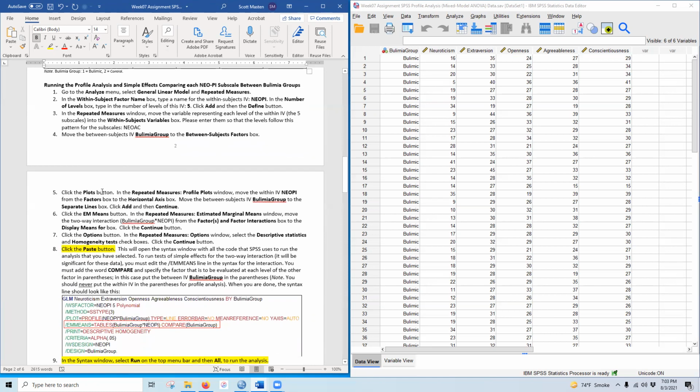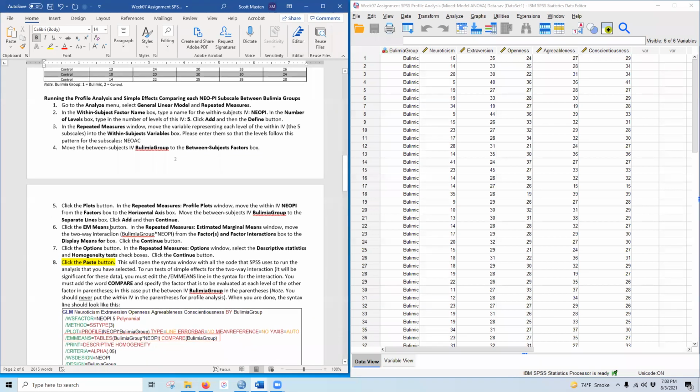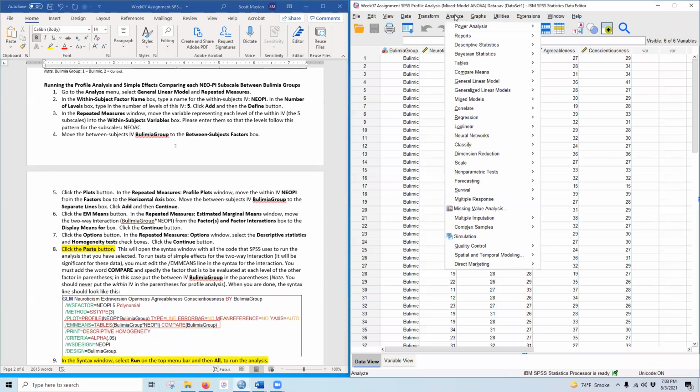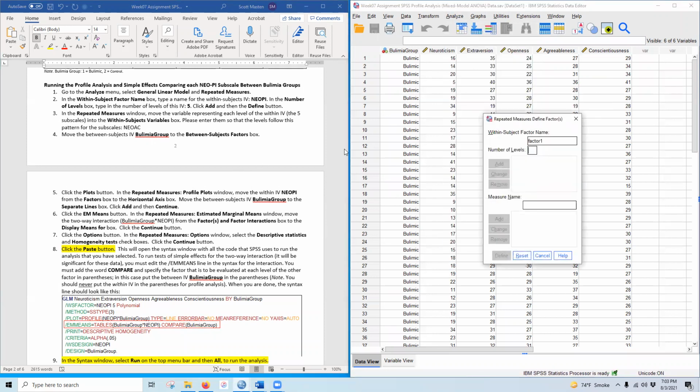So step 1 is, let's go ahead and actually run the profile analysis itself. You get to do the fun part right up front. I've opened the data file over here. I'm going to go to Analyze, General Linear Models, and Repeated Measures. I give you very specific information here, so I can actually grade this thing easily.